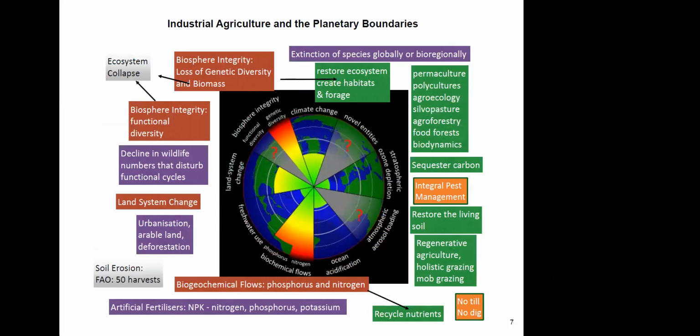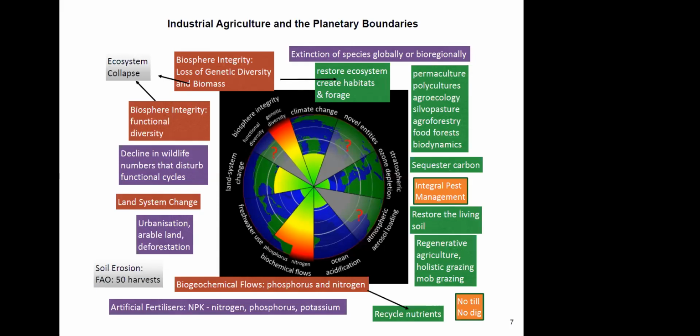Now, this is the final slide in this section, and I wanted to look at it in particular because we talk a great deal about climate change, but we don't look at some of the other planetary boundaries that we are transgressing with serious risk to the survival of life on the planet. And if we look at these three, which we have transgressed quite seriously, we can see that there is a very, very clear link to industrial agriculture there.